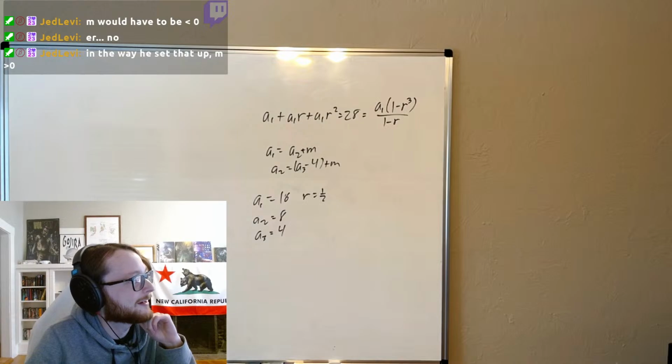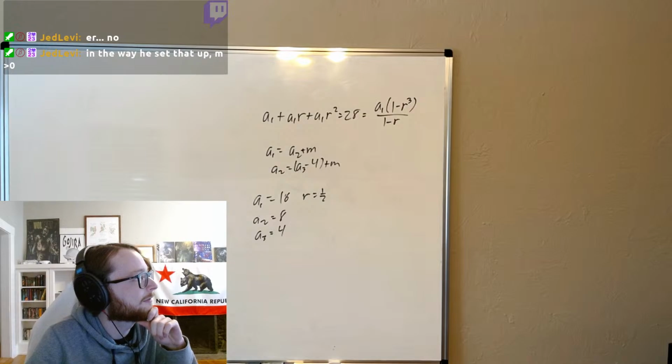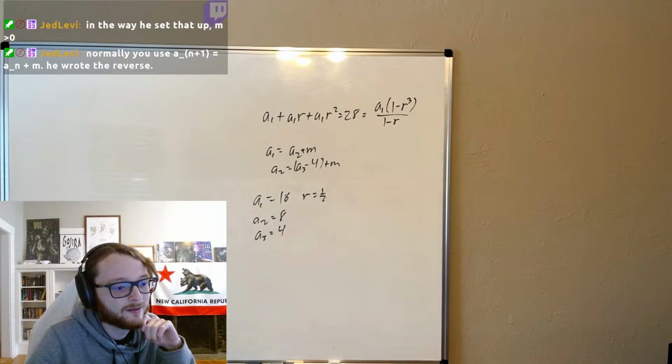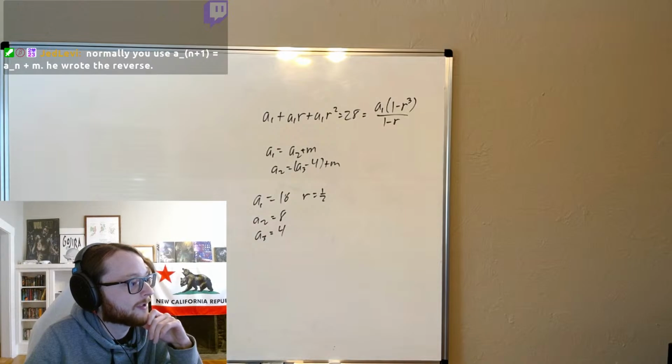I guess I did have some intuition for this problem, but I feel like we should be able to figure this out based off that A3 minus 4 bit. That feels like a very key thing. M is greater than 0, right? I had to work that out in my head, but A1 is bigger than A2, so you have to add something to A2.